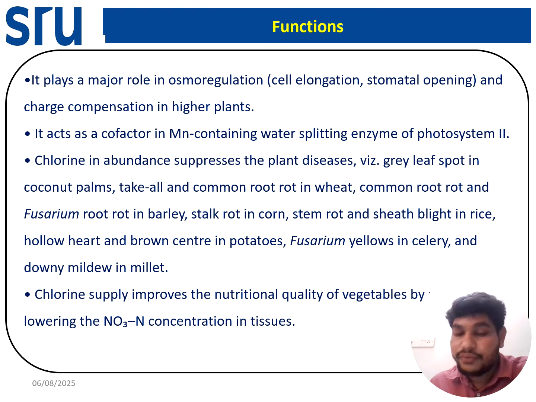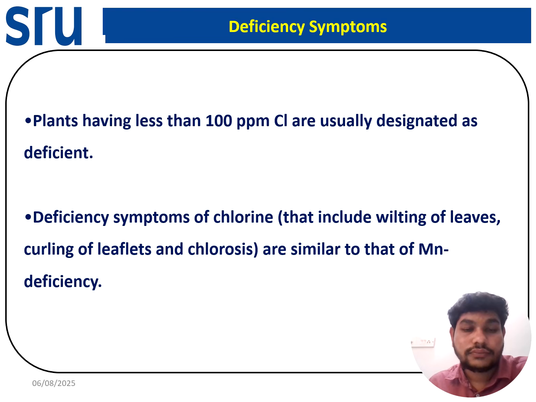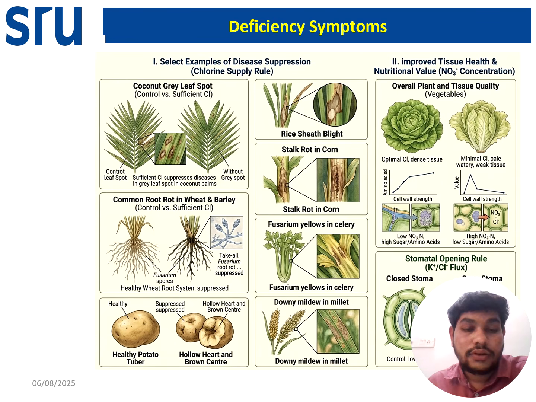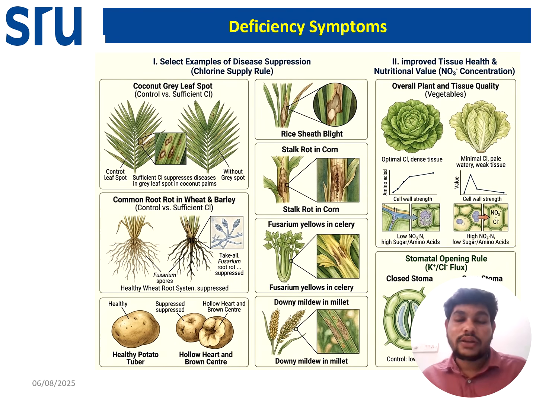Then another element that we would like to see is chlorine. Chlorine is an anion; the plant takes chlorine in the Cl minus form. Like manganese, chlorine also plays a major role in photosystem II by splitting water molecules. That is a major role.